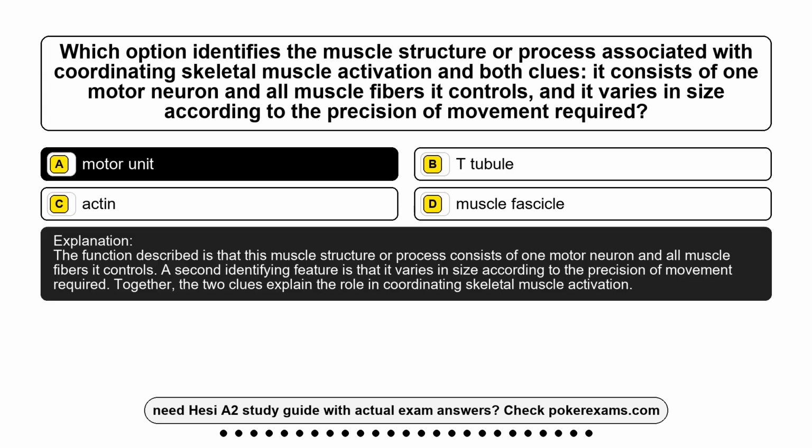The function described is that this muscle structure or process consists of one motor neuron and all muscle fibers it controls. A second identifying feature is that it varies in size according to the precision of movement required. Together, the 2 clues explain the role in coordinating skeletal muscle activation.